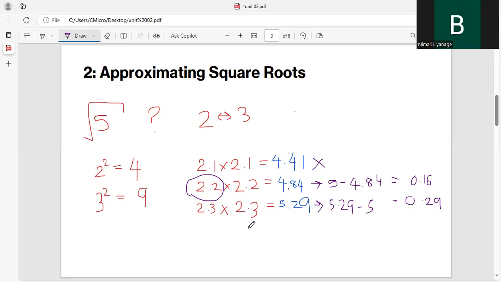So this is called the first approach. We can write like this. The square root of 5 is approximately 2.2. This is called the first approximation, or approximation to the first decimal place.